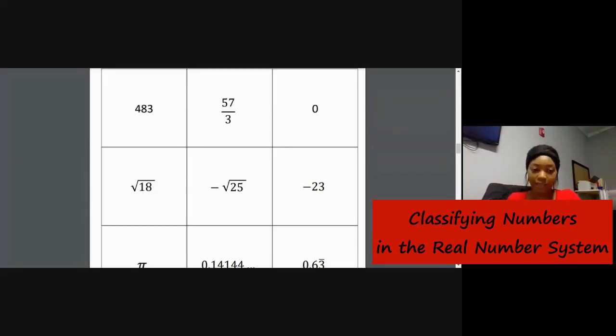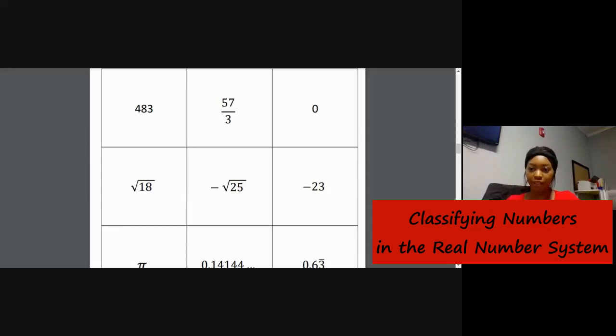So the answer to 483, if I was doing the work, I would say it's a Q, Z, W, N. 483 is a rational number, it's an integer, it's a whole number, and it's natural. Okay? So now let's let you try. Look at the next one.